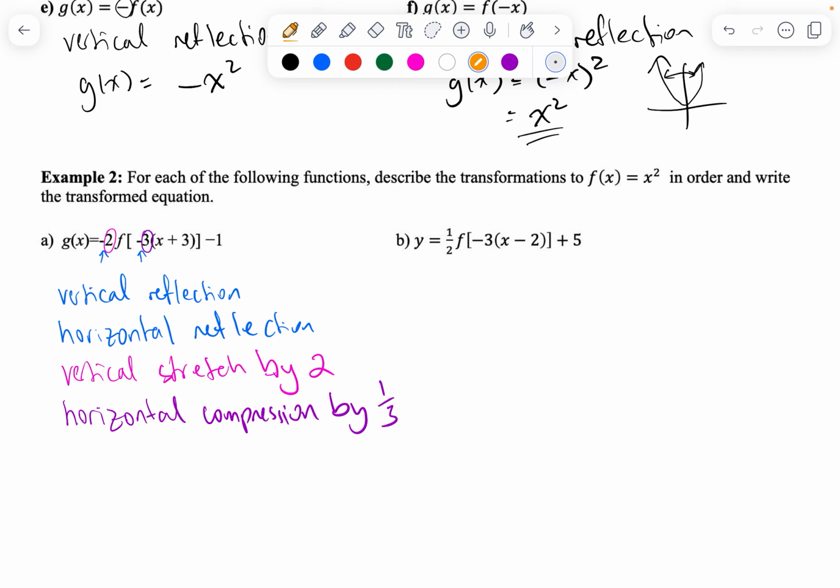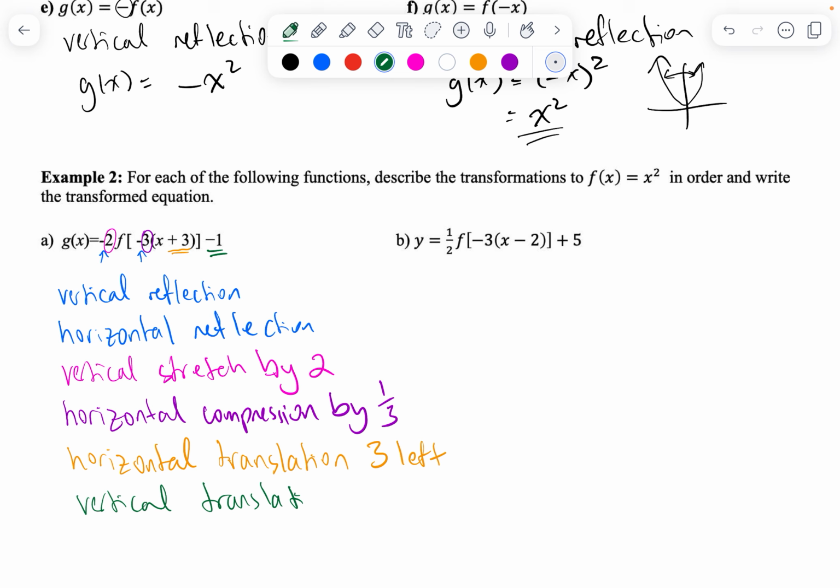Then I have this x plus 3. So again, it's happening to the x. So it's horizontal. It's a translation because adding, subtracting just moves the graph. So that's translation. And it's plus 3, so it's 3 to the left. Okay. And then the last thing, minus 1 to the whole function, because it's to the whole function, it's vertical, translation, down 1.